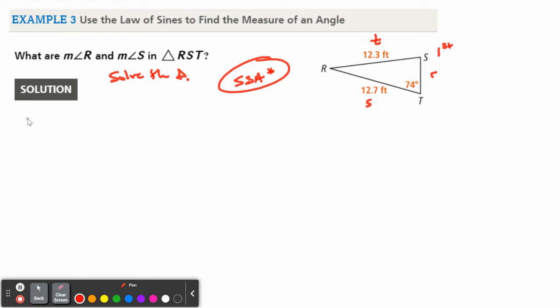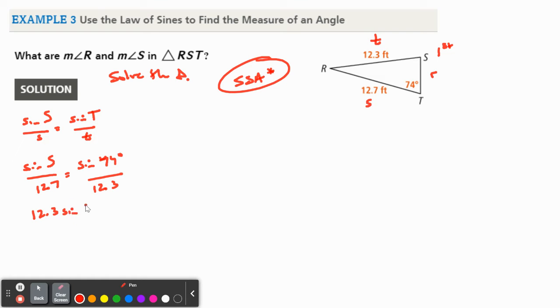So we're going to do sine of S over S equals sine of T over T. We don't know what angle S is. We know side S is 12.7. We know that angle T is 74, not 47, 74 degrees, sorry. And then side T is 12.3. So we're going to cross multiply. So 12.3 sine of S equals 12.7 sine of 74.